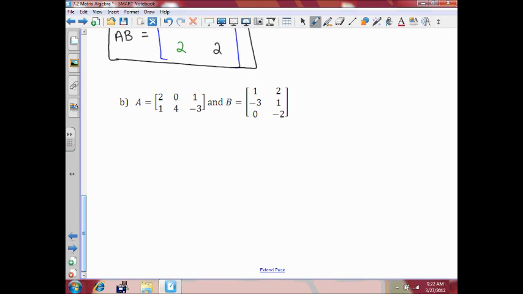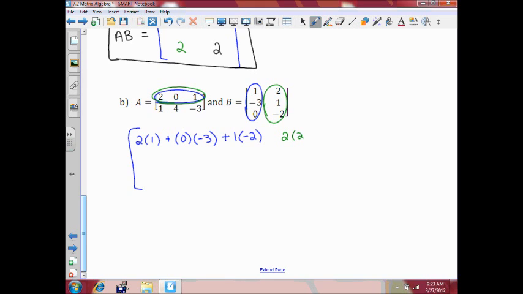Now, to find matrix AB in the second part here, really what we're going to be doing, we're going to take 2 times 1. So our first row times our first column. Again, we can multiply these because the number of columns in matrix A is equal to the number of rows in matrix B, plus 0 times negative 3 plus 1 times negative 2. Top right, we'll have 2 times 2 plus 0 times 1 plus 1 times negative 2.